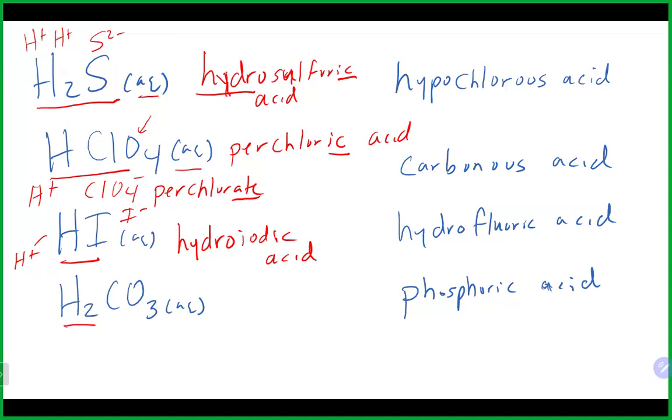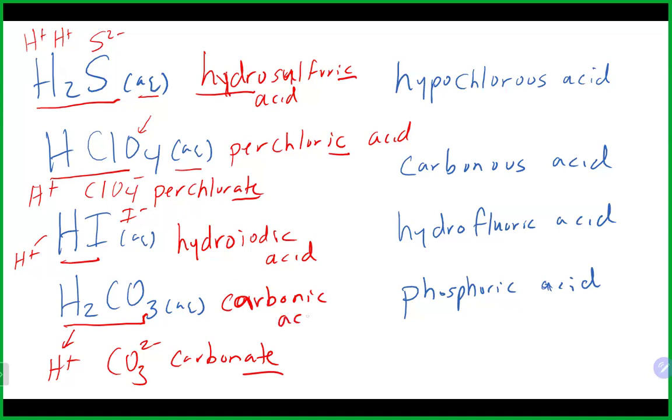Here we do see oxygen, right, which tells us polyatomic ion we need to look at. So I have H plus, and that is CO3 2 minus. CO3 2 minus is carbonate, which means my acid should end in what? Ic or us? Ic. So this is going to be carbonic acid in this case. Any questions on any of those there?